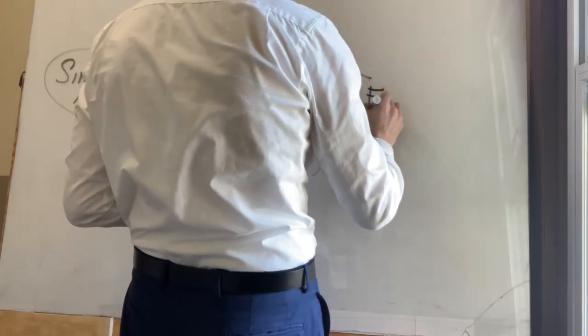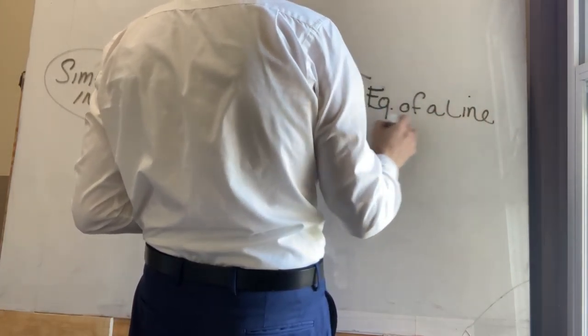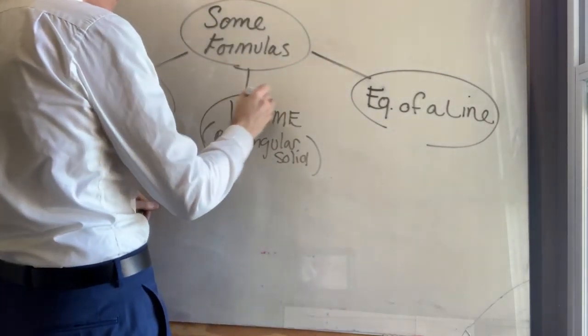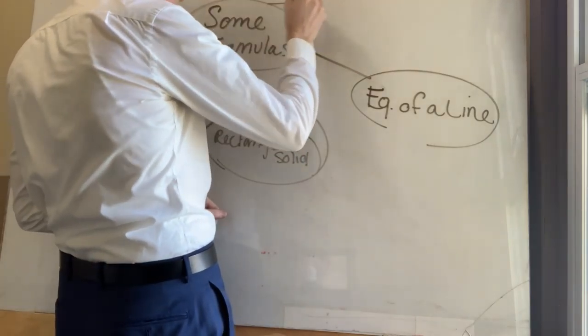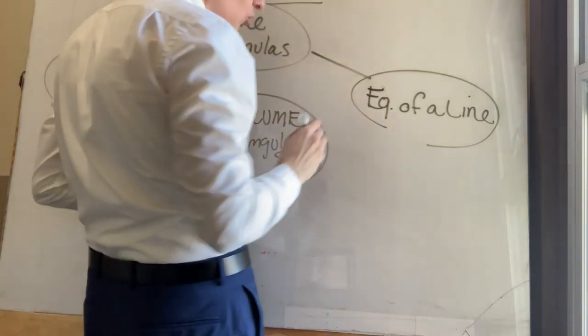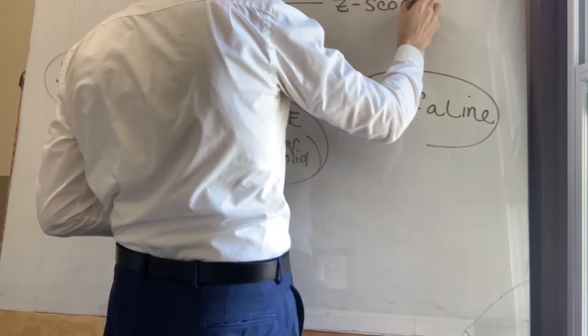The equation of a line can have a lot of different forms as well. Then there's this, which I'll mention. It will be important further down the pike: z-score. This is from statistics.